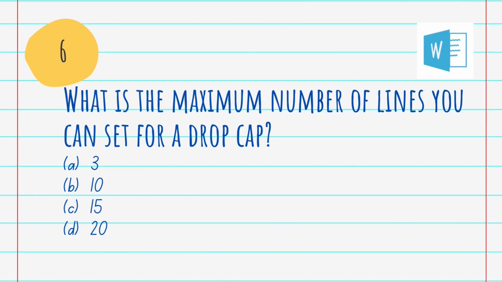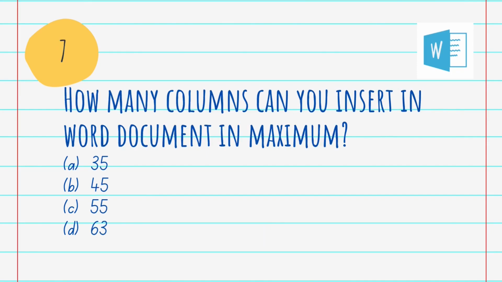What is the maximum number of lines you can set for a drop cap? A3, B10, C15, D20, and the answer is 10. For a drop cap, the maximum number of lines is 10 and the minimum number of lines can be set as 1. By default it is 3. Remember this. Question number 7.